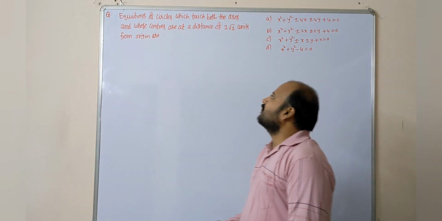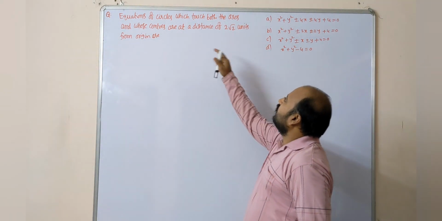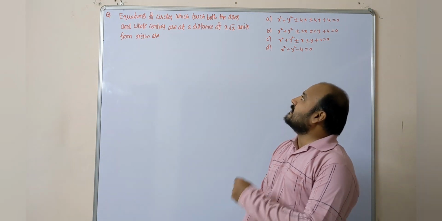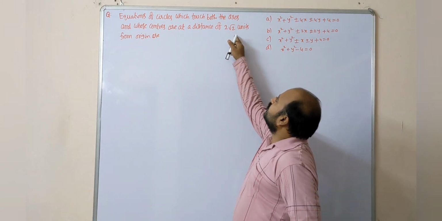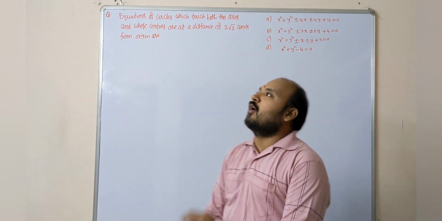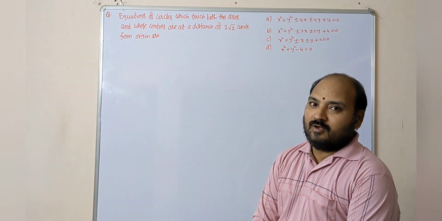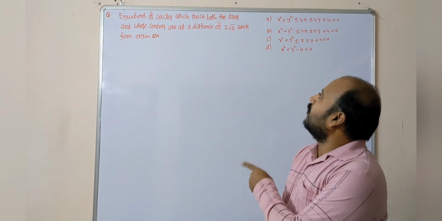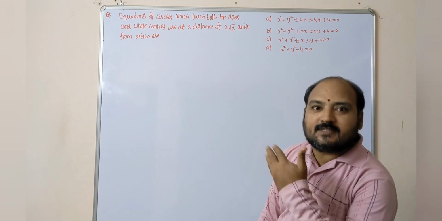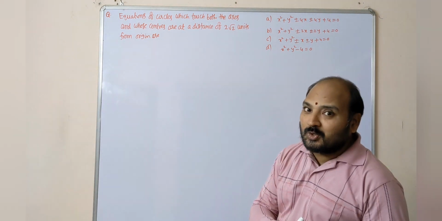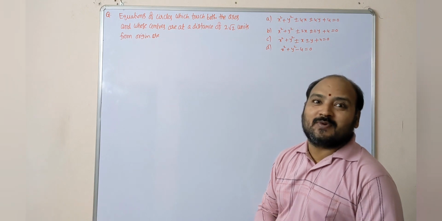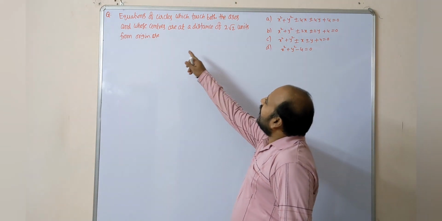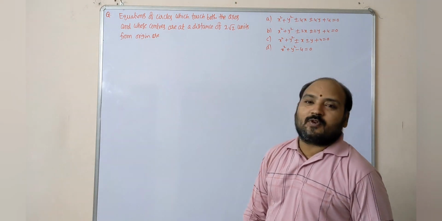The next question. Equations of circles which touch both the axes and whose centers are at a distance of 2 root 2 units from origin are. Equations of circles which touch both the axes, that means x-axis and y-axis. That also not only positive x-axis, positive y-axis, but also negative x-axis, negative y-axis. And are at a distance of 2 root 2 units from the origin.